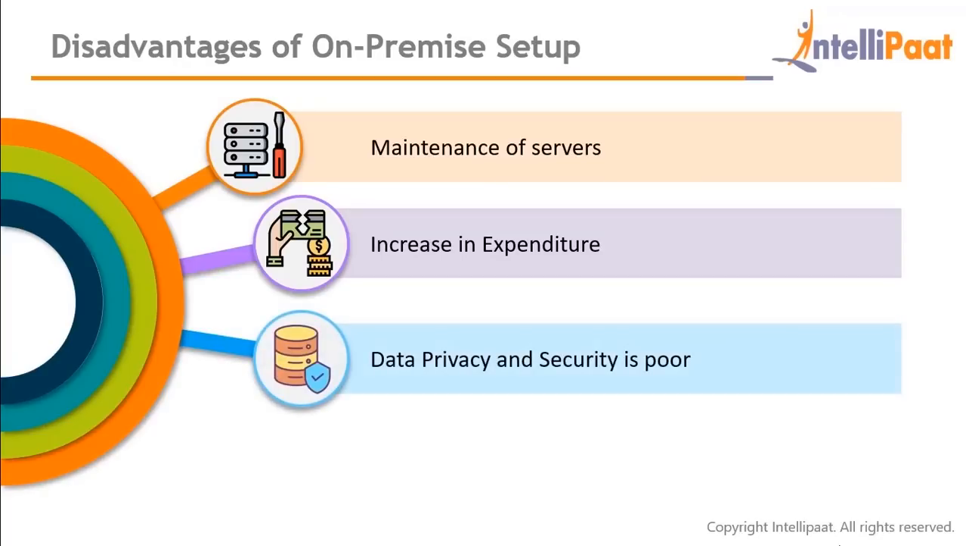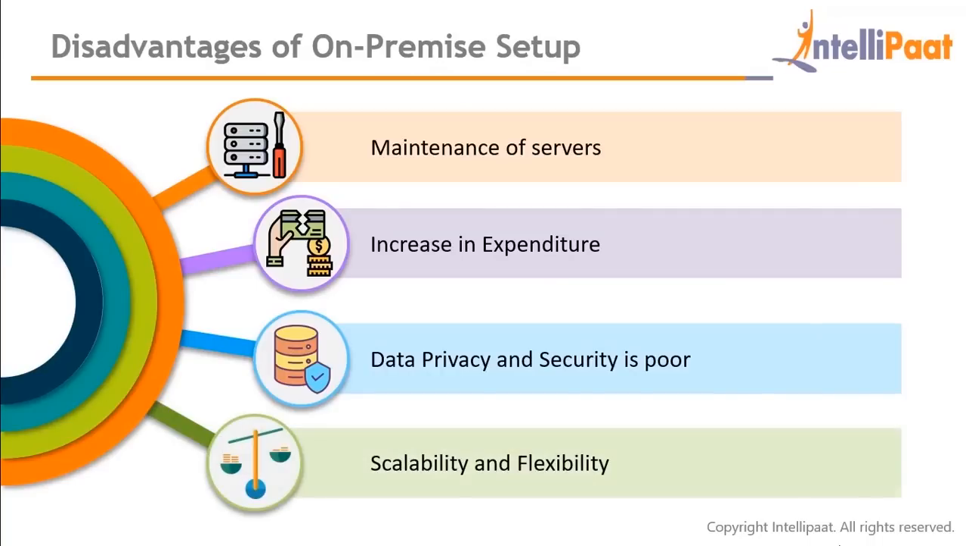Then data privacy and security is poor because the whole data privacy and security system and the control is in your hand. The company has to provide data privacy and security. It's not going to be in a third party's hand, it is going to be in the same company's hand. Then scalability and flexibility. So what is scalability is that when the traffic goes higher or down, it should automatically or manually scale up or down according to the needs. But in an on-premise setup, scaling up is very easy, but scaling down is not that easy.